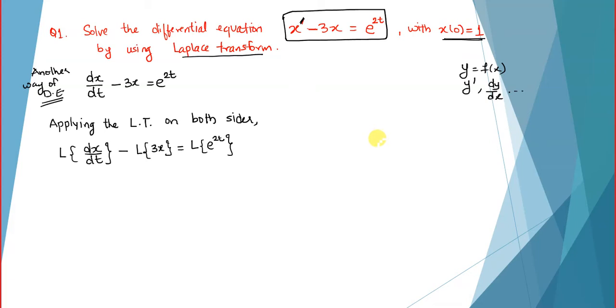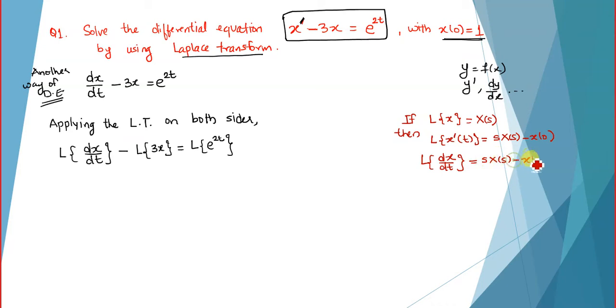Now, what we have already studied is that if we denote the Laplace transform of x by say capital X of s, then by using transforms of derivative, the Laplace transform of x dash of t is s X of s minus x of 0. So x dash of t is the same as Laplace of dx by dt. This is another way of writing the derivative. So this is s X of s minus x of 0.